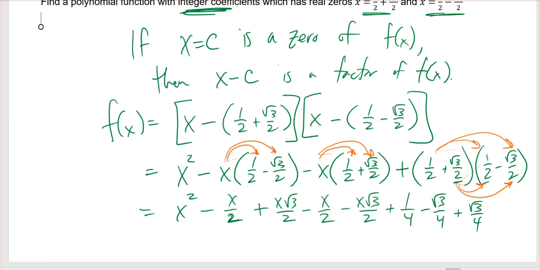And then we've got the last terms. So we're going to have a negative sign attached to that, right? We're multiplying this guy by this guy, so we're going to have a negative. We're going to have square root of 3 times square root of 3, which is just 3. And then 2 times 2 in the denominator is going to give us a 4.